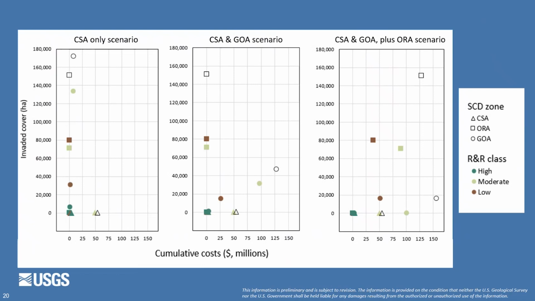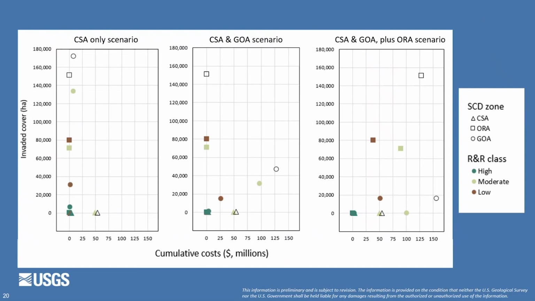When we go over to the middle graph there, the growth opportunity areas, if you look at that hollow circle there, you can see it's way down on the y-axis versus in the CSA scenario. So we've gone from almost 180,000 hectares of invasion to less than 50,000. So potentially we've taken the first step in growing 130,000 hectares of sagebrush habitat. So that's pretty interesting, but it is coming at a very high cost too.